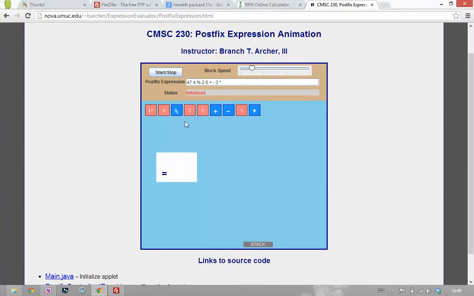Okay, so here is a postfix expression: 47 4 % 2 6 plus minus 3 star, and you're going to watch essentially a stack-based implementation of evaluating this expression. So let's watch it.